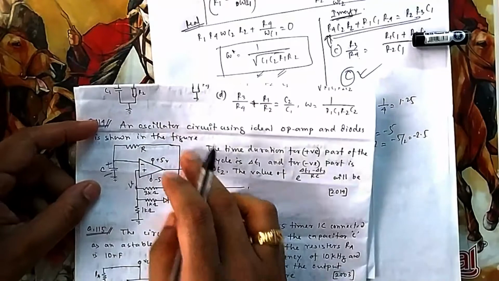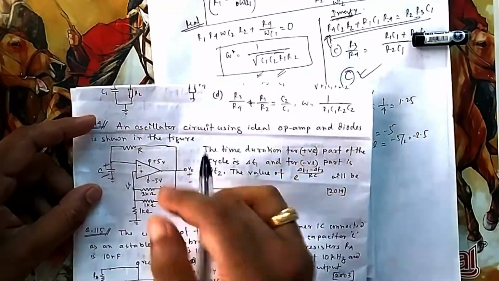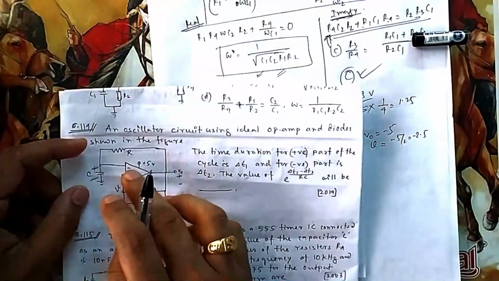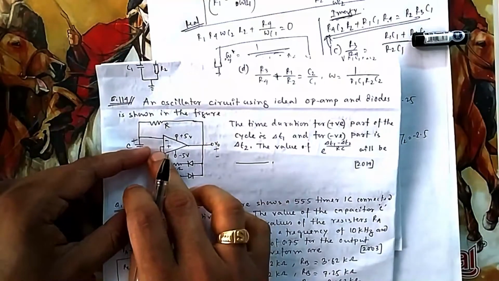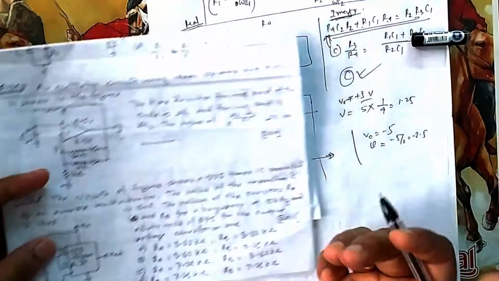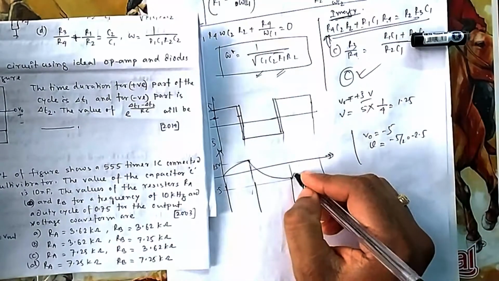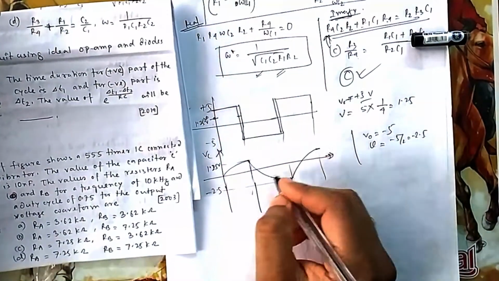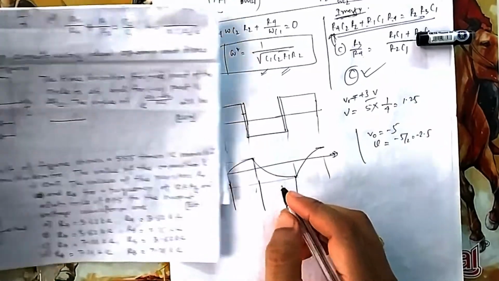Again, from -0.25, when it becomes positive, then it will start charging, and it should go up to V0, but it will stop at 1.25. When it crosses 1.25, the transition will occur again, so it will come back to 1.25. So this is the way the capacitor will be charging and discharging.